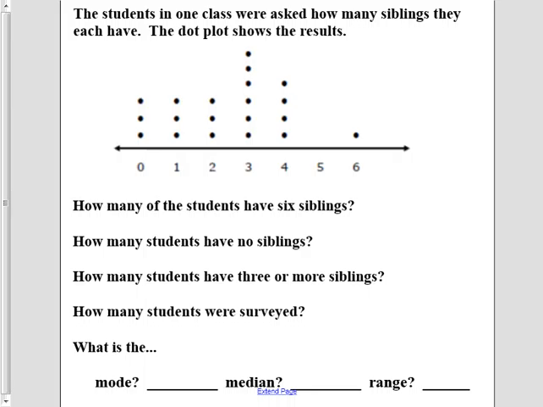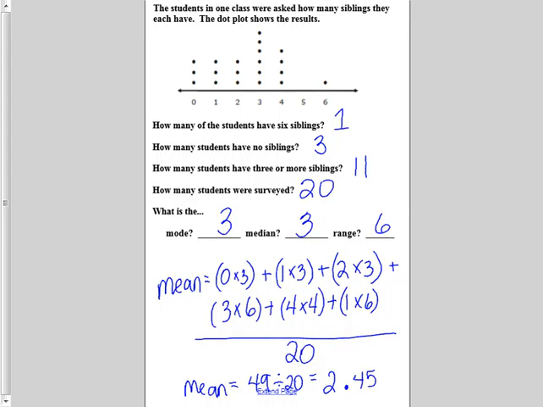All right, now that you've had a chance to look at them, and if you're not done, make sure to pause before you go on. Now that you've had a chance to look at them, there's one student that has 6 siblings, right here. There are 3 students that have no siblings, right there. There were 11 students with 3 or more siblings, because I have to include anybody in this column, this column, this column, or this column. So that's 1, 2, 3, 4, 5, 6, 7, 8, 9, 10, and 11. There are 20 students who were surveyed because there are 20 dots in all.